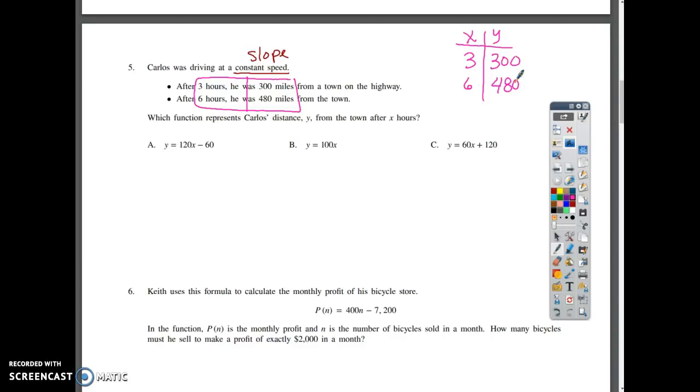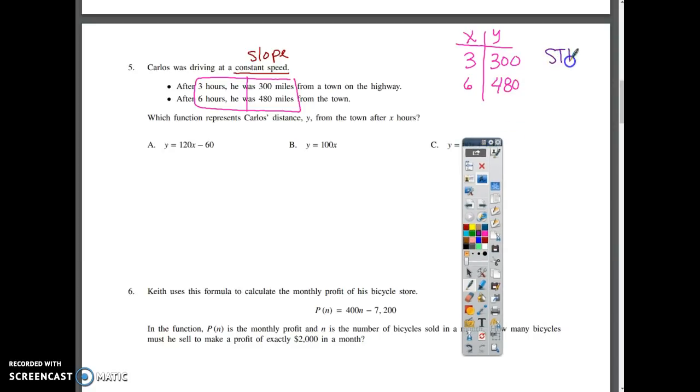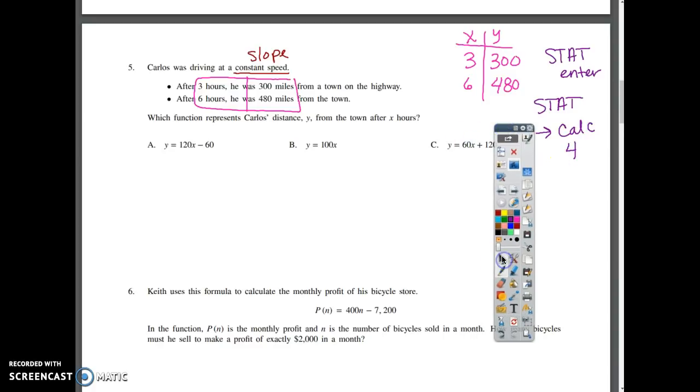And what do we do with tables? We put them in stat. So everybody should be putting this in stat and getting an equation for it. Stat enter, and then stat, arrow over to calc 4. So press pause, do the work, and then we'll check it.